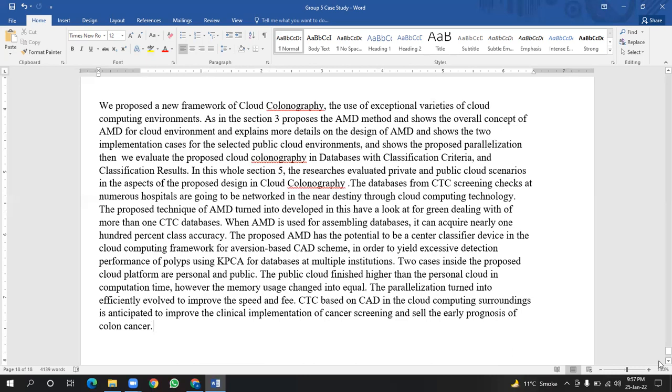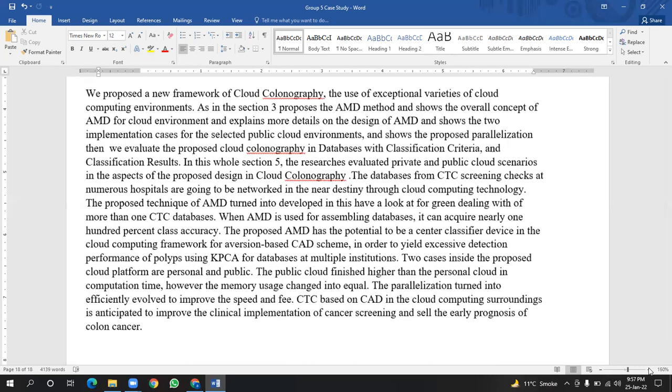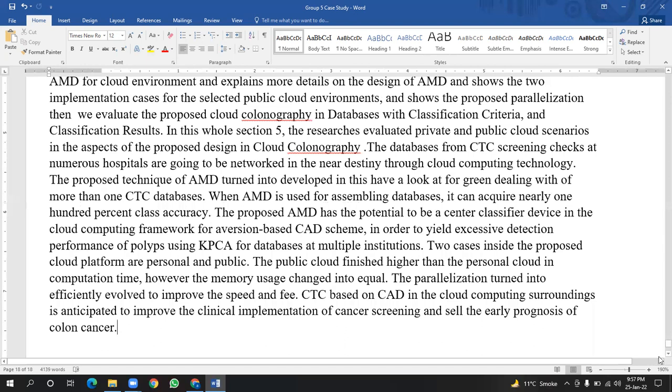The CTC-based CAD in the cloud computing environment is anticipated to improve clinical implementation of cancer screening and aid the earlier prognosis of colon cancers.